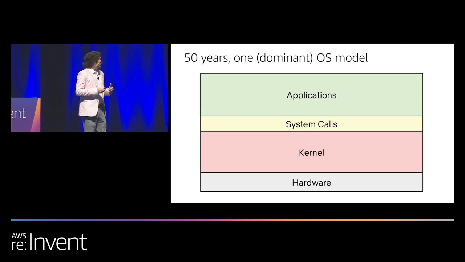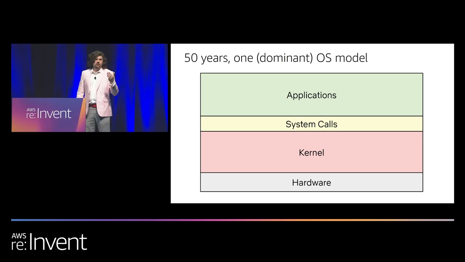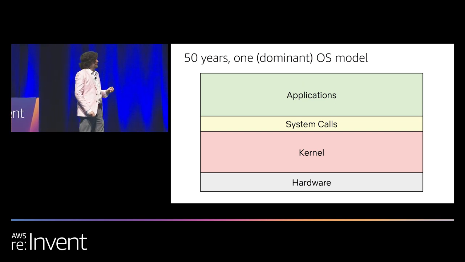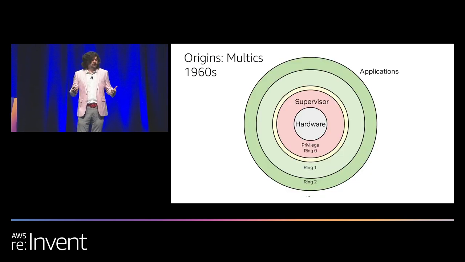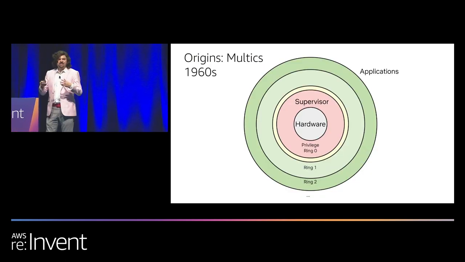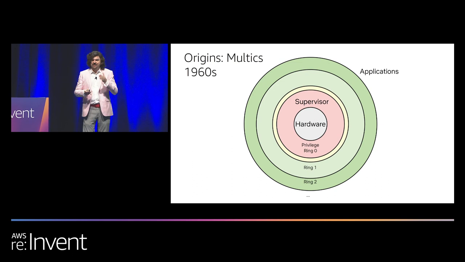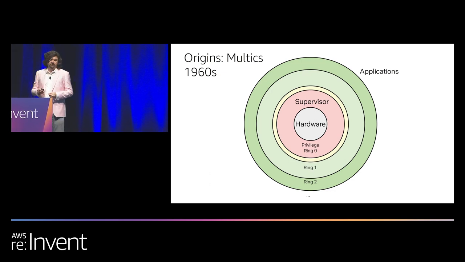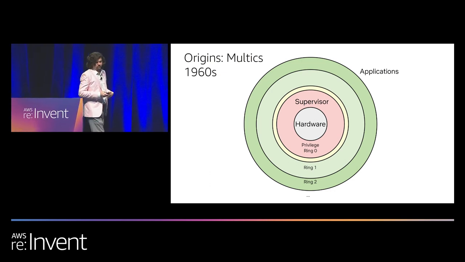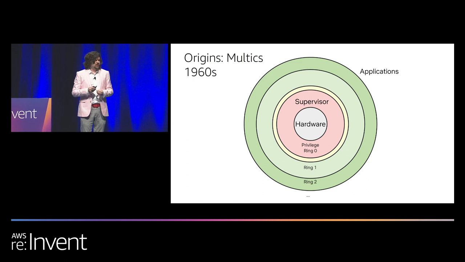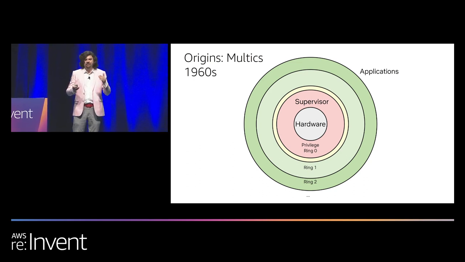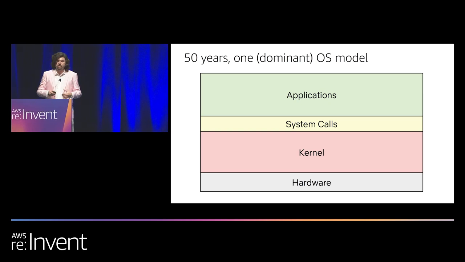For 50 years, we've had one dominant model for operating systems. Applications run in user mode. They access resources through system calls into the kernel. This comes from Multics in the 1960s, and Multics had multiple rings of security. We still see evidence of this in processors. That's why you have ring 0, 1, 2, and 3, although we often only use two of those rings, or maybe a third for hypervisors. This model hasn't changed for decades. We still have applications and system calls and the kernel.